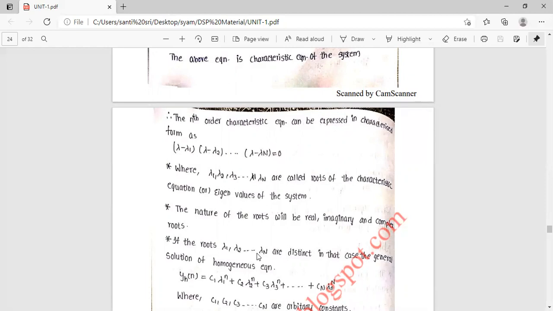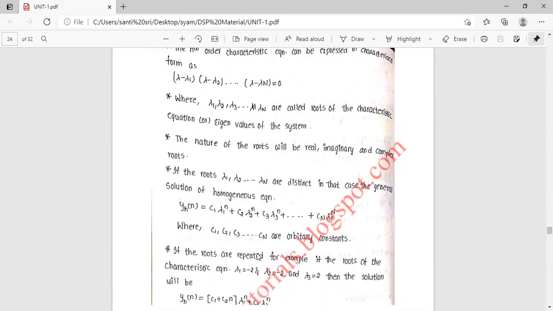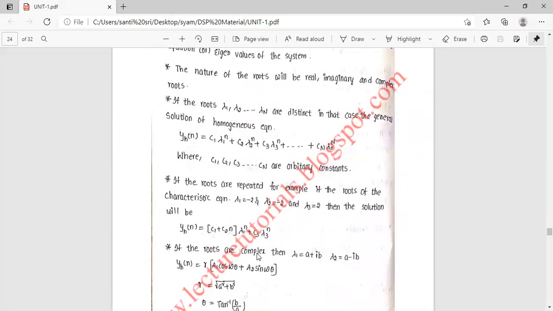If the roots lambda_1, lambda_2 up to lambda_N are distinct, in that case the general solution of the homogeneous equation is y_h(n) equal to c_1 lambda_1^n plus c_2 lambda_2^n plus c_3 lambda_3^n up to c_N lambda_N^n, where c_1, c_2, c_3 and c_N are arbitrary constants. If the roots are repeated, that means two of them are equal.